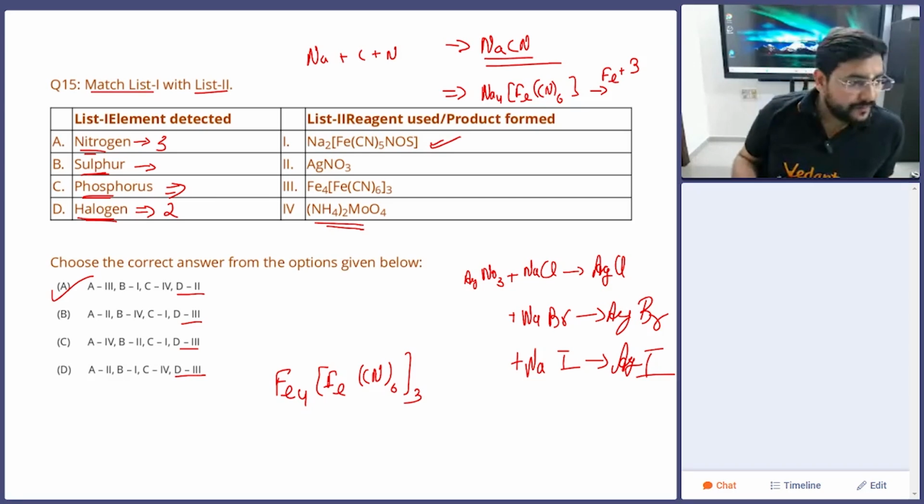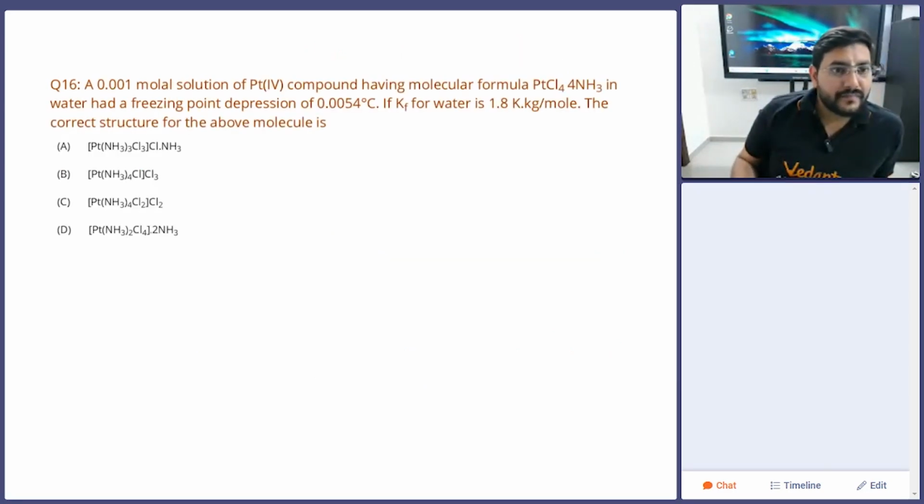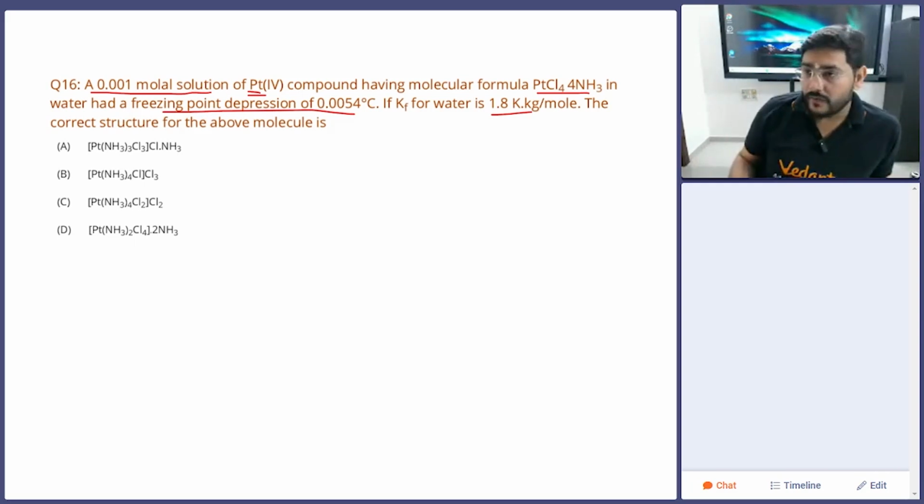Okay. Now moving towards the next question. Here, a 0.001 molar solution of a platinum compound having molecular formula PtCl4·4NH3 in water has a freezing point depression of 0.0054. If Kf for water is 1.8 K kg per mole, what is the correct structure of the molecule?